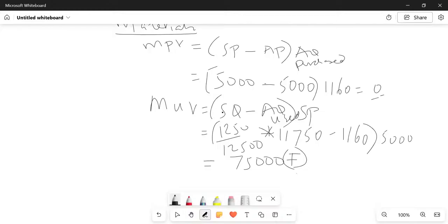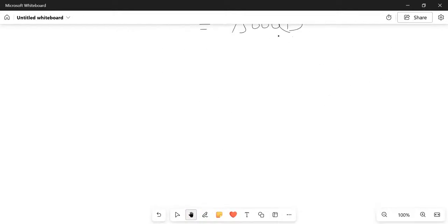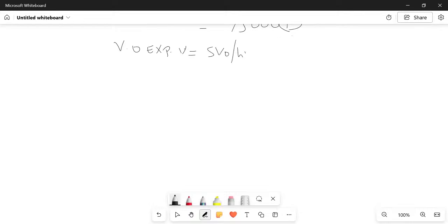So let's see this together. Then I do variable overhead. What here, somebody? Expenditure variance. Do you remember the formula? It is standard variable overheads per hour times actual hours minus actual variable overheads. So do we have standard variable overheads per hour?